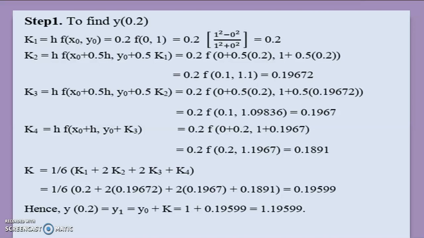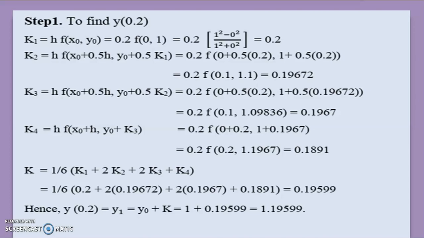Similarly you will use the formula for k2, k3 and k4, right? These are the respective values. Now we will find out the k value. K is 1 by 6 of (k1 plus 2k2 plus 2k3 plus k4). Now in this formula we will substitute k1, k2, k3 and k4. Then we are getting the k value as 0.19599. By using this k value, we are going to find out y of 0.2.